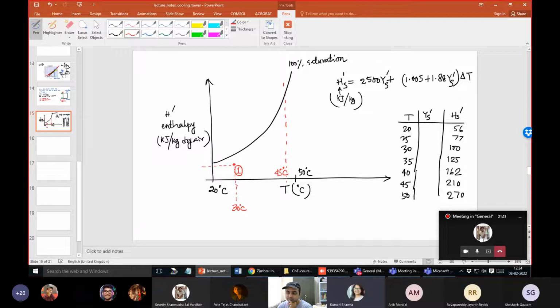Sir, I have a doubt, what does this point 1 represent? Yeah, so you're not listening then. Sir, I was trying to pay attention. I was trying to figure out the points, H dash values.